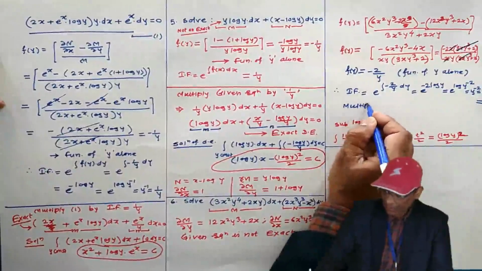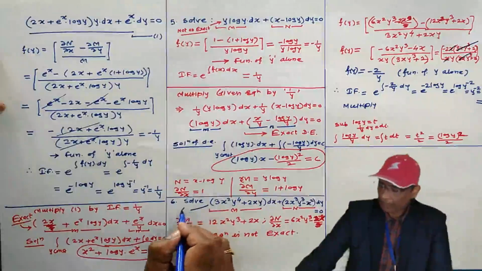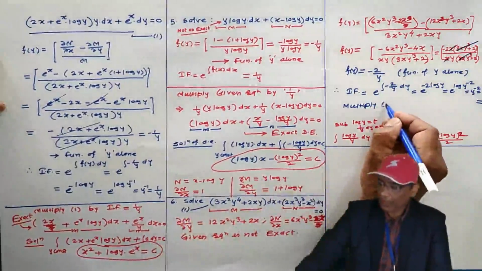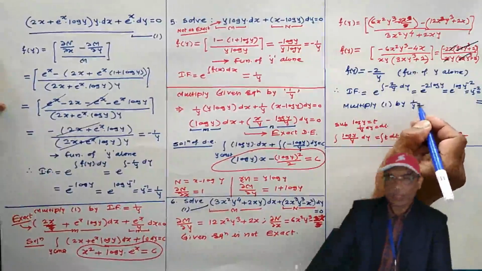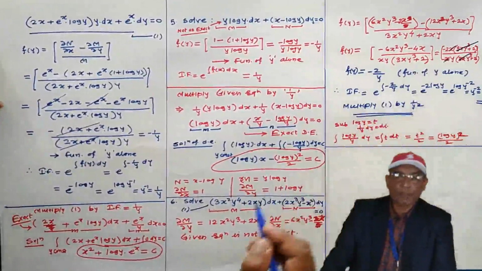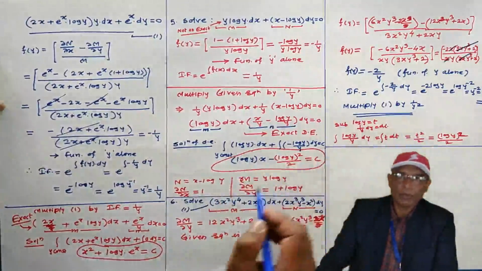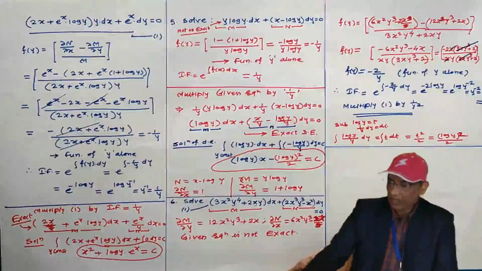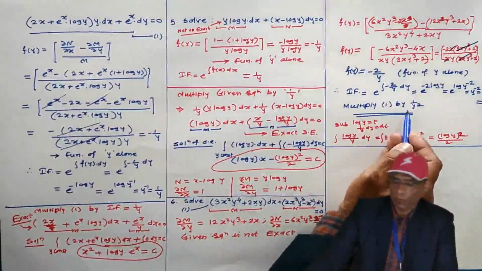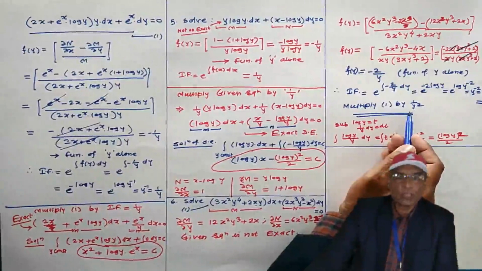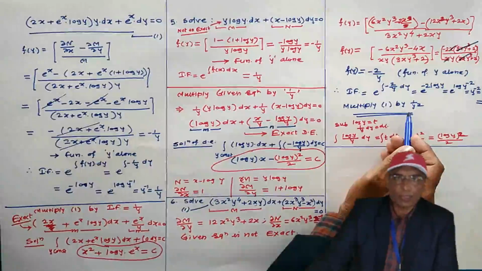If you multiply the given equation, this is equation 1, by the integrating factor 1 by y square, then the resulting equation will be an exact differential equation, and that part I am leaving for you. Multiply this by the integrating factor, you will get an exact equation, and try to solve it. This is about the reducible to exact differential equation, type 3 and type 4. We stop here. Thank you very much.